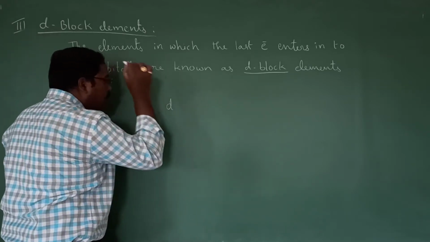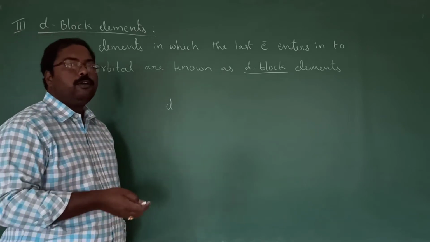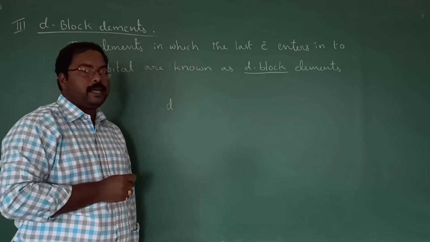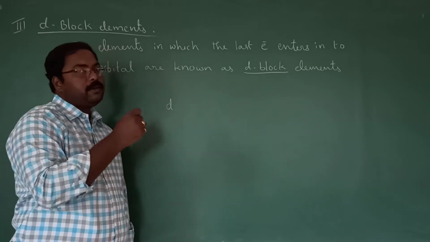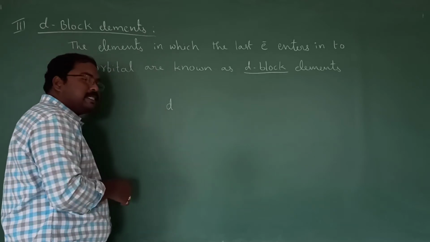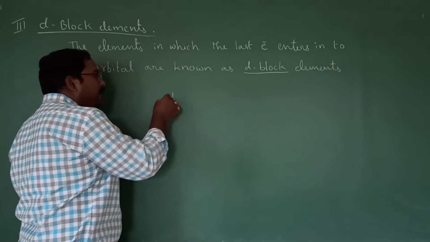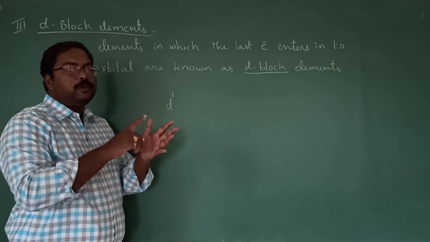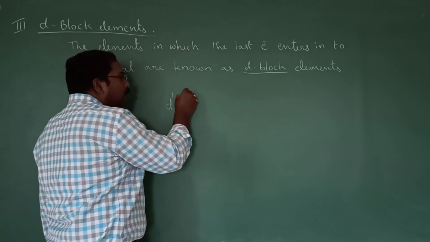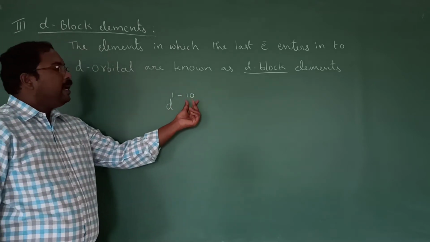Here, if you observe the d orbital, what is its capacity? We know the d subshell contains 5 d orbitals. So what is the capacity of the d orbital? Its capacity is 10. So the elements with d1 configuration, d2, d3, d4, like that, up to how much? Up to 10, because its capacity is 10 electrons.